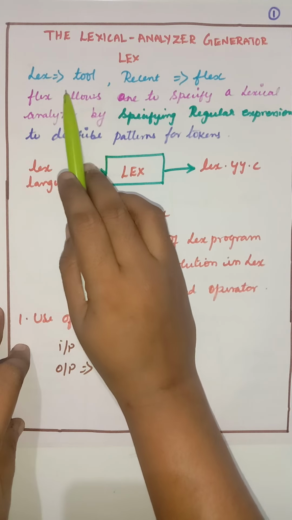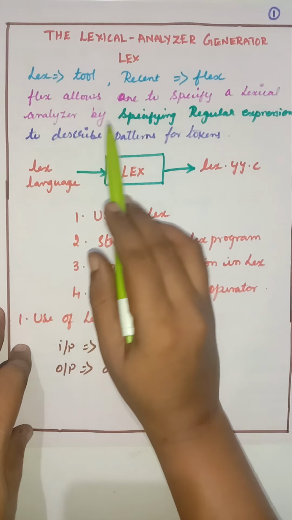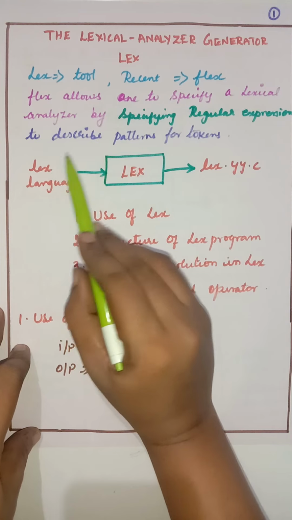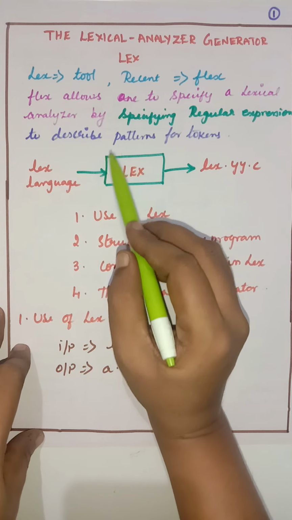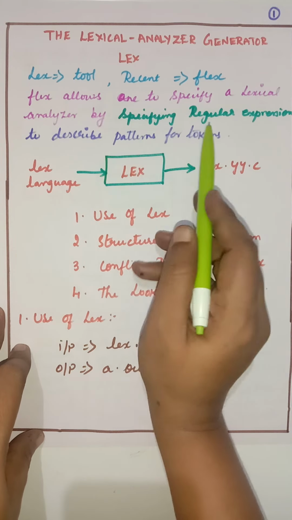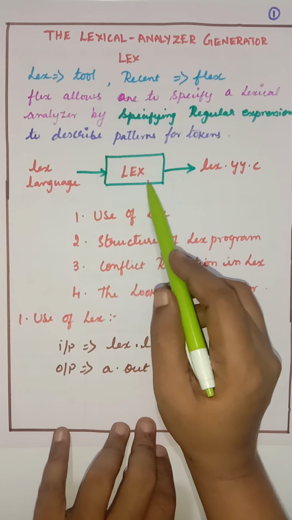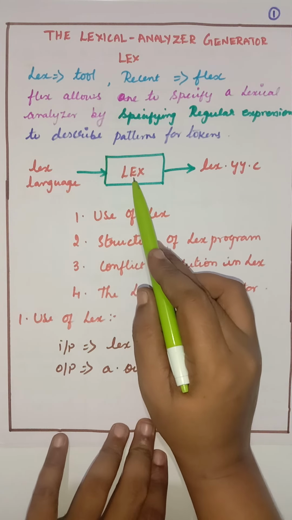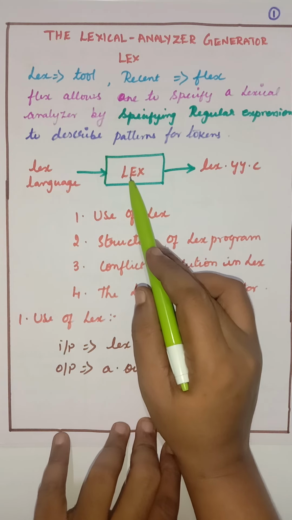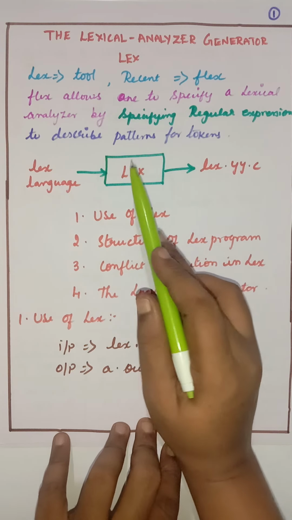It is a tool. The recent version of lex is Flex, F-L-E-X, which allows one to specify a lexical analyzer by specifying regular expressions to describe patterns for tokens. Flex always describes the patterns for tokens based on regular expressions. A lexical analyzer takes the input and produces a stream of tokens, and lex is a tool for generating the lexical analyzer phase.